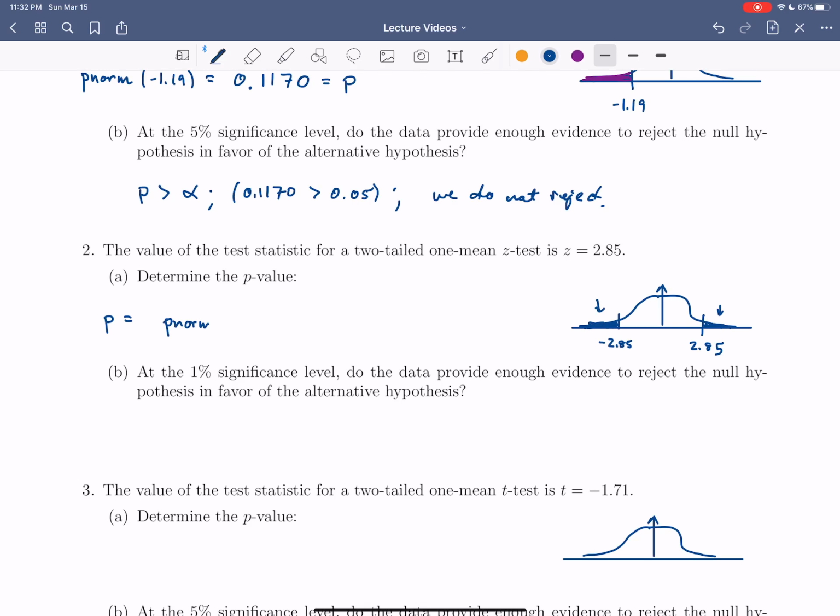Right, we have p-norm of negative 2.85. And we're going to add to it this area over here to the right. Now it turns out, by symmetry, that this left area is going to be exactly the same as the right area, because we know that the z distribution is symmetric about the y-axis, right? So we know that those two areas are going to be the same.